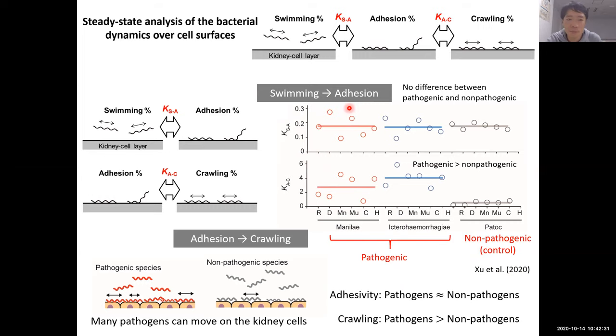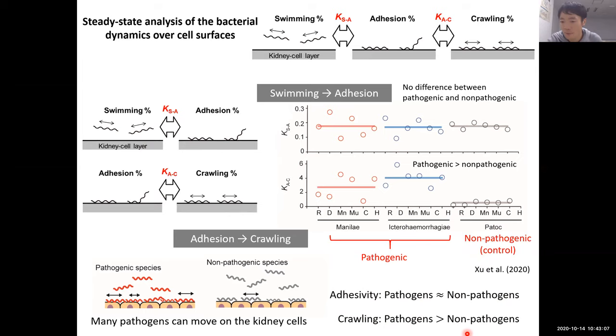However, in the transition between adhesion and crawling, non-pathogenic showed a significantly lower value of the equilibrium constant. This means that adhesivity is almost the same between pathogen and non-pathogen. However, crawling is very, very strong in the case of pathogen. However, non-pathogen cannot crawl on the cell surface.